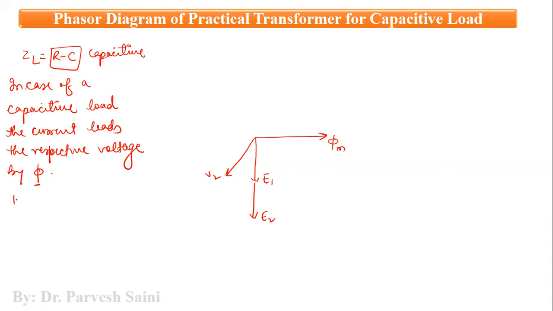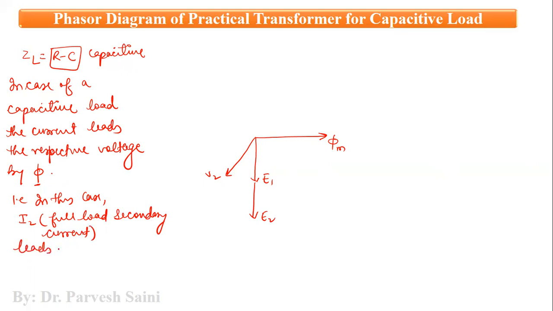So that is, in this case, I2, which is the full load secondary current, leads V2, which is the secondary terminal voltage, right?